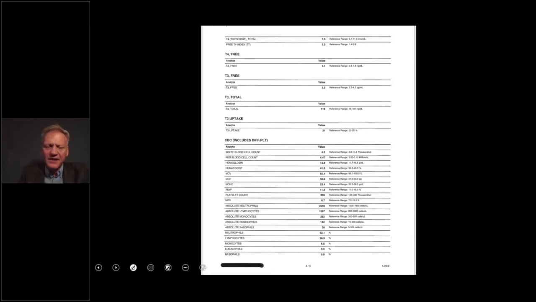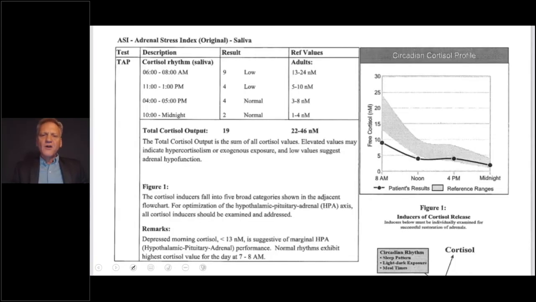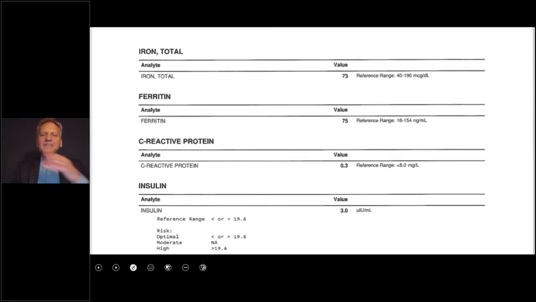Okay, so here's some other things. Let's just move on because I think we've seen enough of this. All right, so I think we've got the picture. So what do we do with this? All right, so let's look at some of the things that we know.